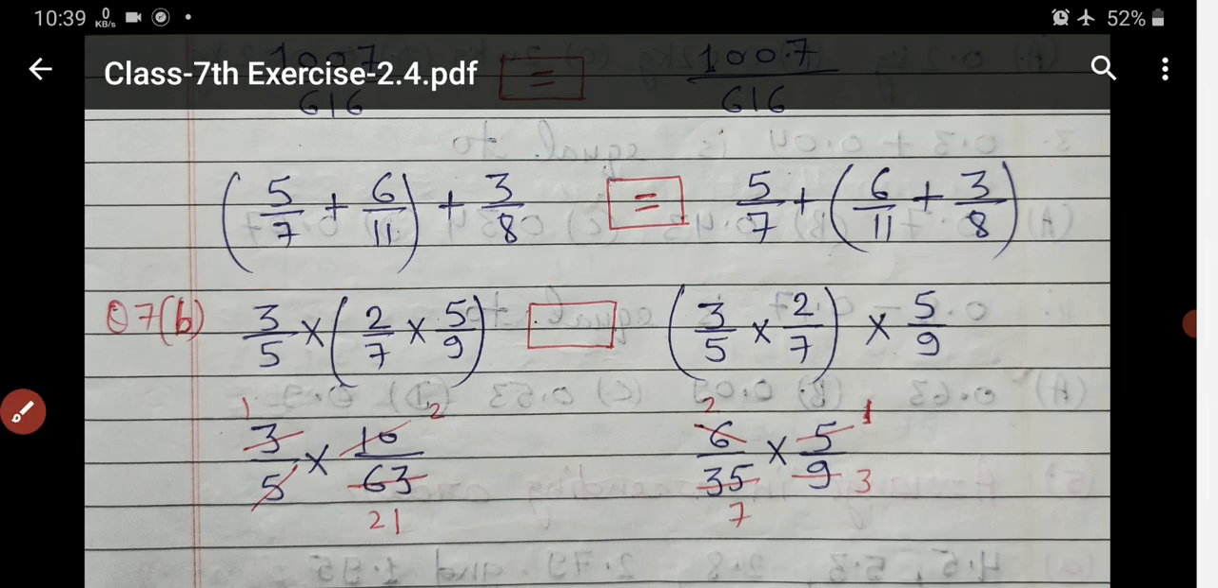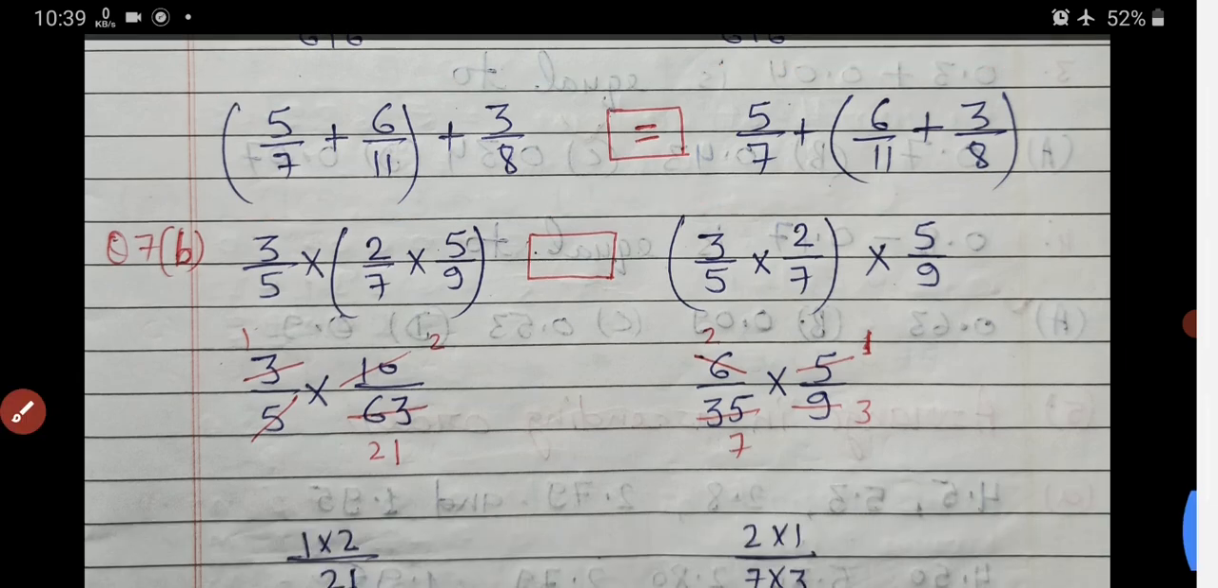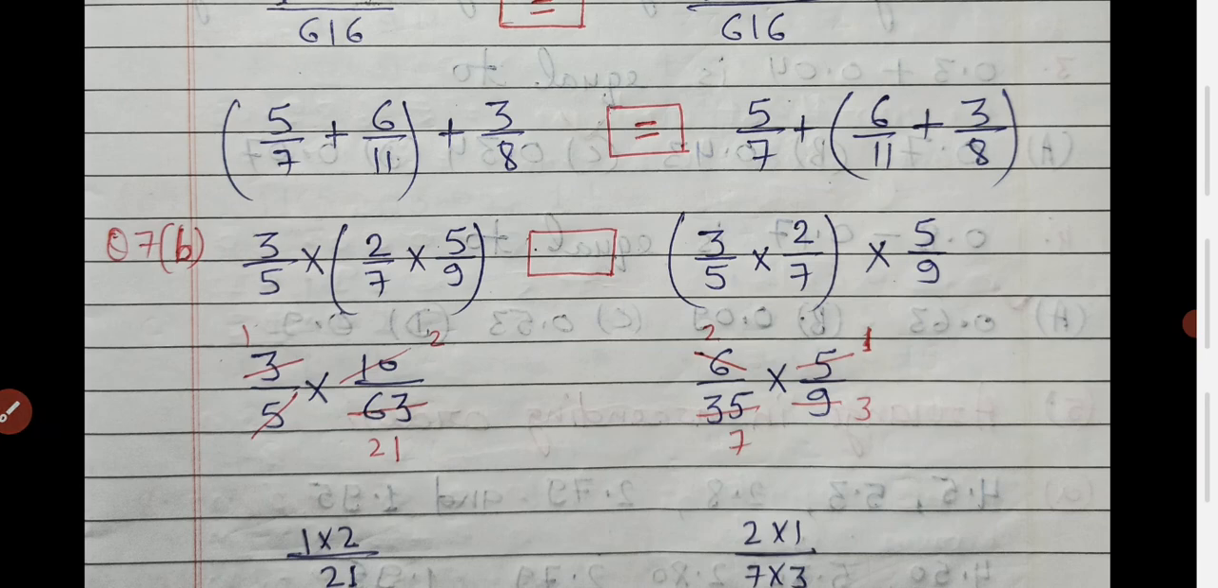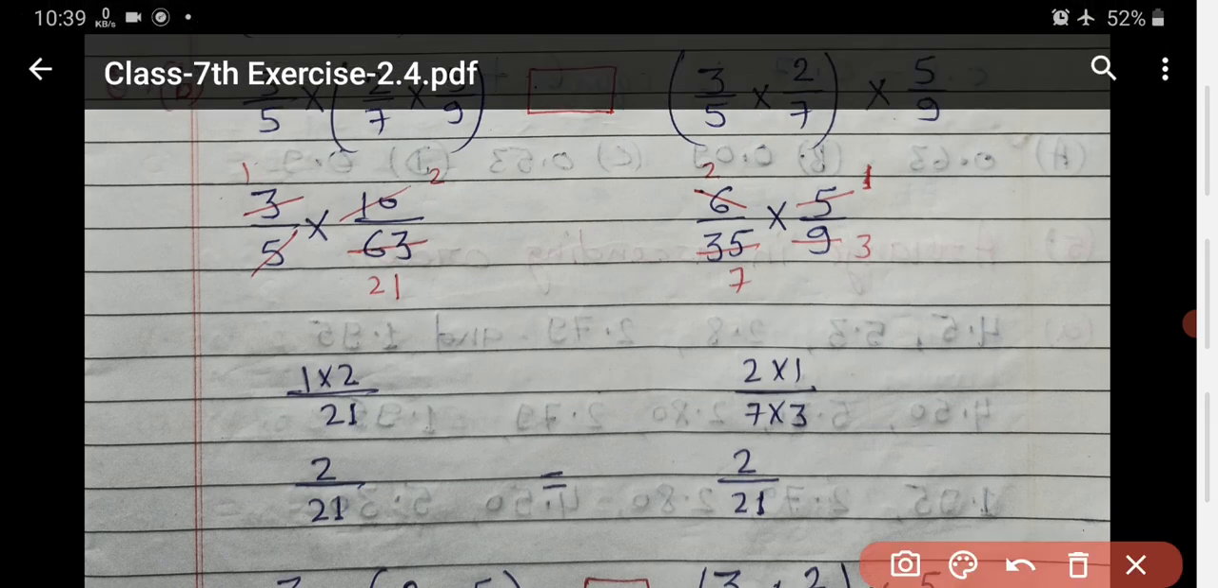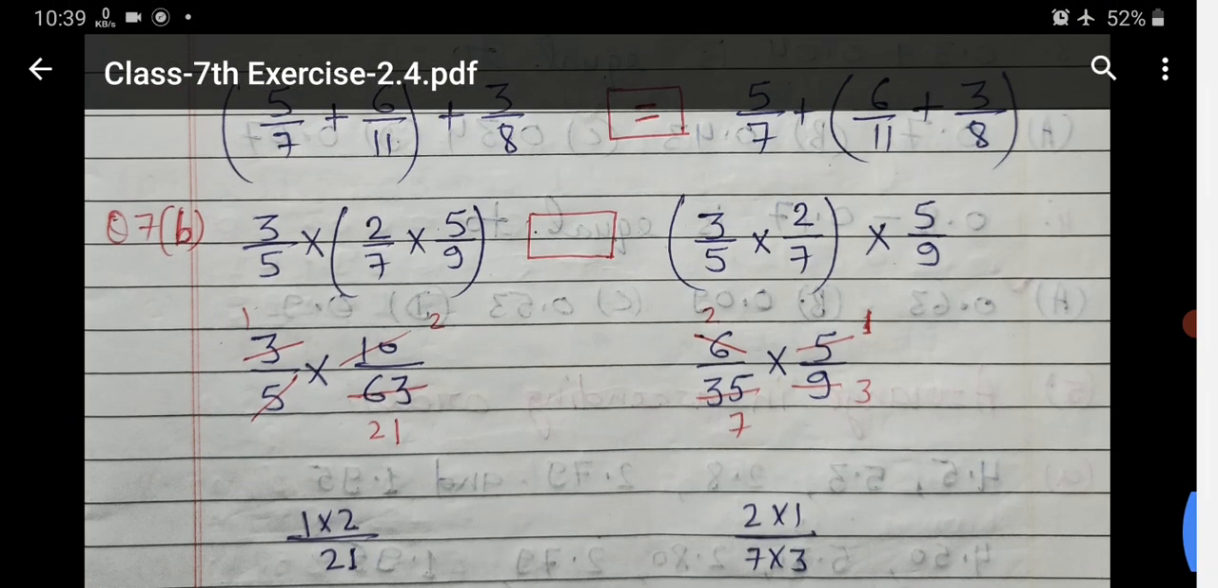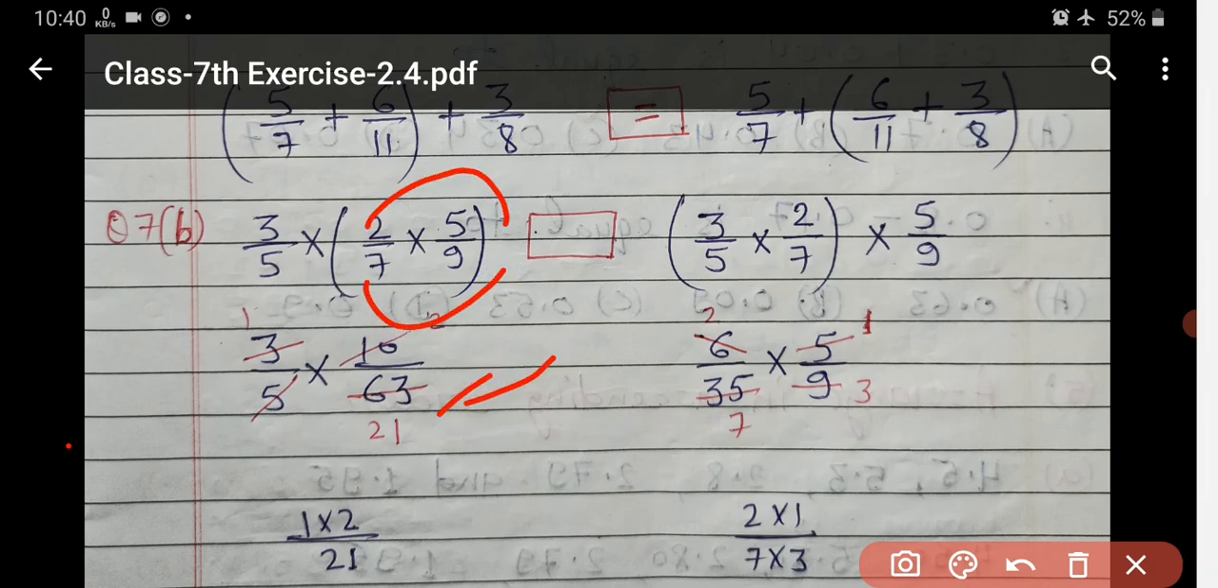Now come to the B part. B part: 3 by 5 multiply 2 by 7 multiply 5 by 9. It is multiplied, it is not plus, so we can simply do it. If any number can be cut, just see here. 3 by 5 as it is, you can write here. Now just solve here. 3 by 5 as it is. Now 5 2s are 10, 7 9s are 63.